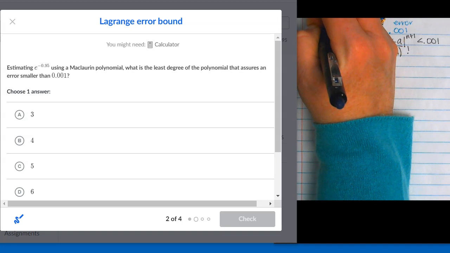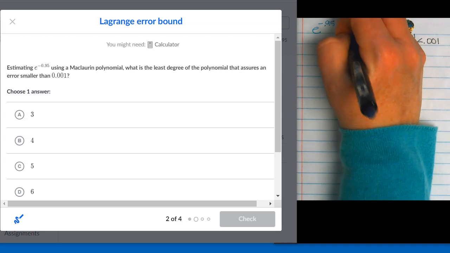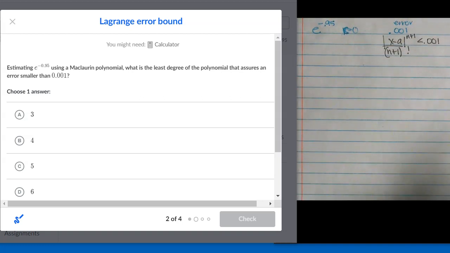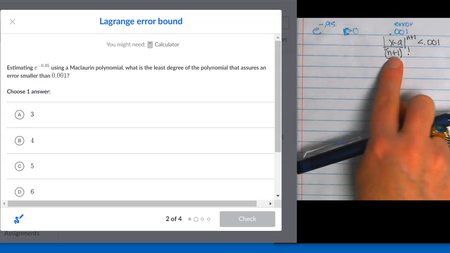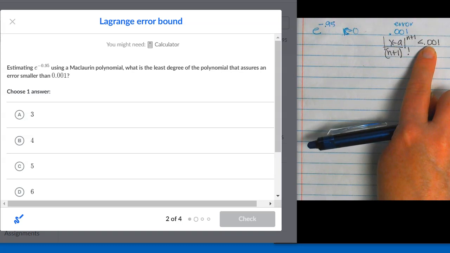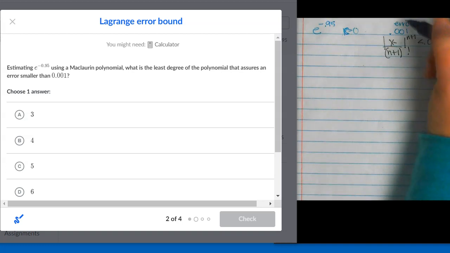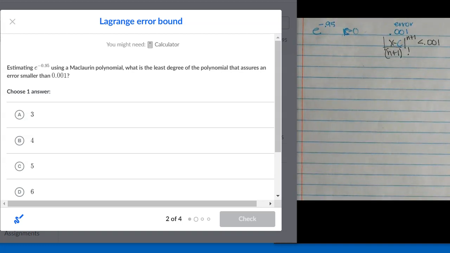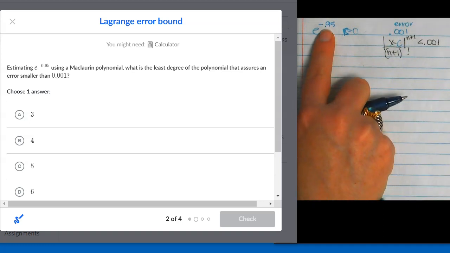But can we do negative 0.95 with the Maclaurin series, so the center is 0? We need the error smaller than 0.001. So when we plug in different values, we're going to see when we get less than 0.001. Is a the center? Should that be a? Center, okay. And it's the absolute value, so we just care about the difference. What's the difference between 0 and negative 0.95? 0.95.